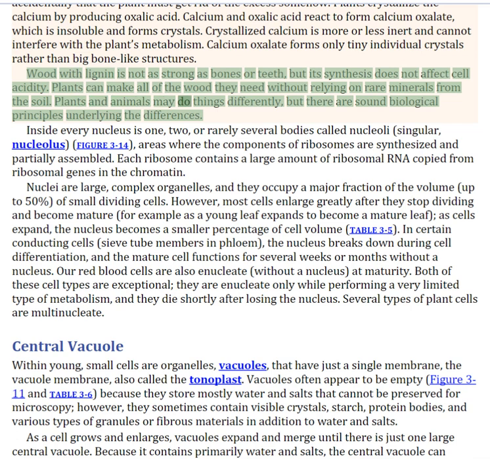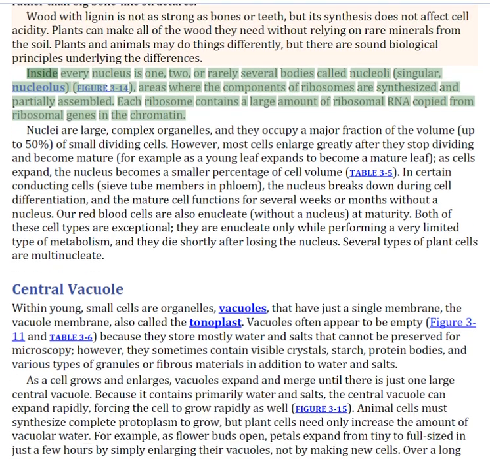Plants and animals may do things differently, but there are sound biological principles underlying the differences. Inside every nucleus is one, two, or rarely several bodies called nucleoli, areas where the components of ribosomes are synthesized and partially assembled. Each ribosome contains a large amount of ribosomal RNA copied from ribosomal genes in the chromatin.